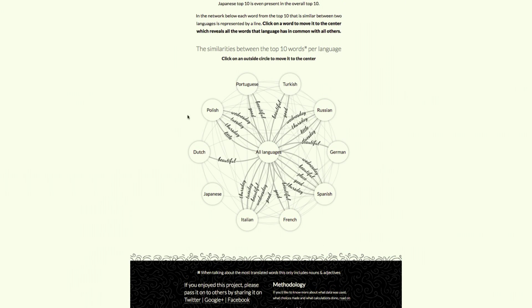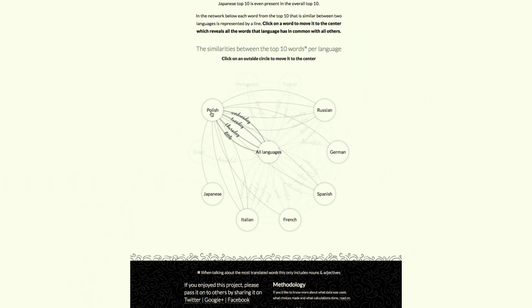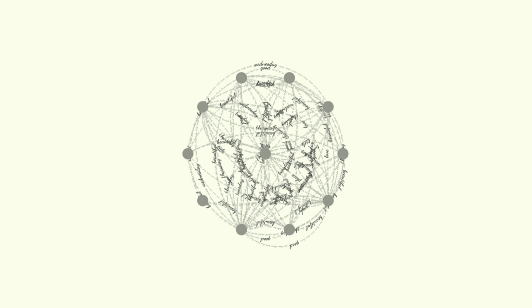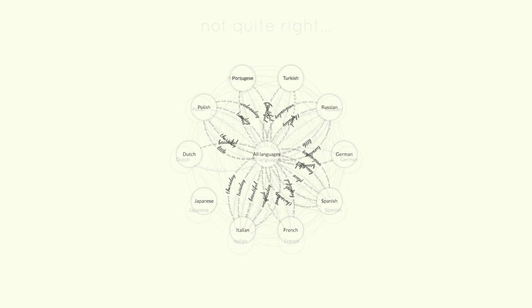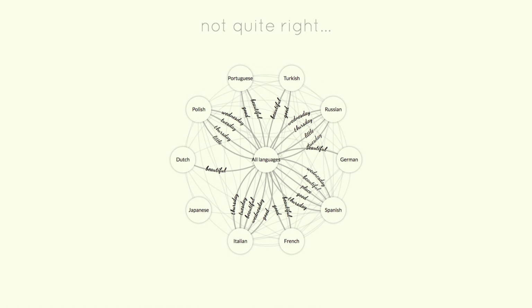And here, each of the lines between 2 languages represents 1 word that these 2 languages have in common between their top 10. At first, I wanted to replace all of these lines with the actual words that they represent. Well, then I actually saw it, and it's a complete mess. It's way too busy. So it took a few iterations to finally get to this more focused and clear version.